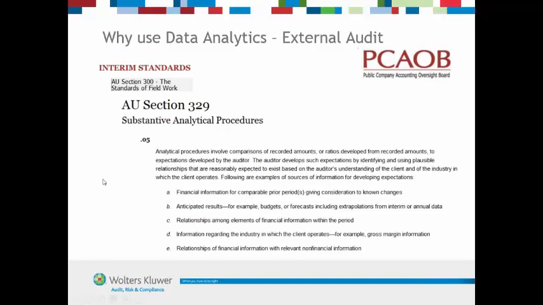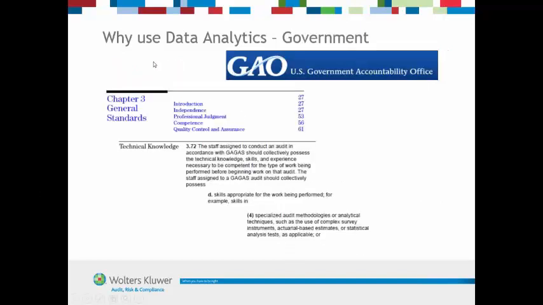And then we also have federal government users among the viewers. So if you're looking at the Yellow Book, when I was at the IRS, we had the Yellow Book published by the U.S. Government Accountability Office. And then it talks about how we need to have technical knowledge that we're using throughout the audit processes here within the Chapter 3 general standards.